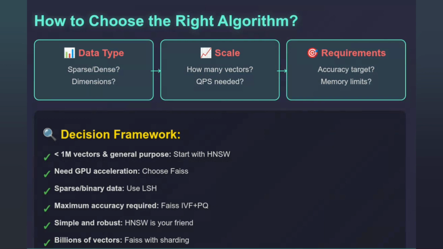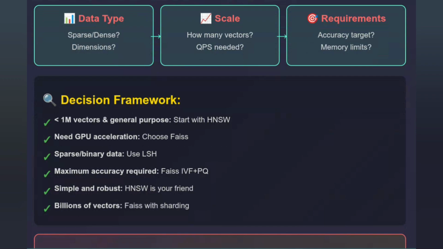For text and document search with sparse, binary features, LSH is often your best bet. It's simple, interpretable, and works well with high-dimensional sparse data. For large-scale image or dense vector search, Faiss is hard to beat, especially if you have GPU resources. Its quantization techniques can dramatically reduce memory usage while maintaining accuracy. For the best overall balance of accuracy, speed, and ease of use, HNSW is increasingly becoming the go-to choice. It's what powers many modern vector databases.